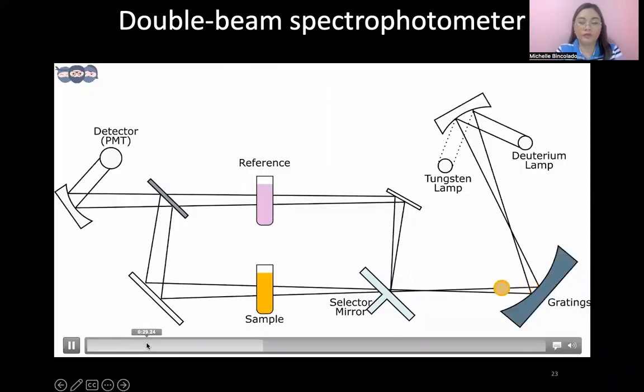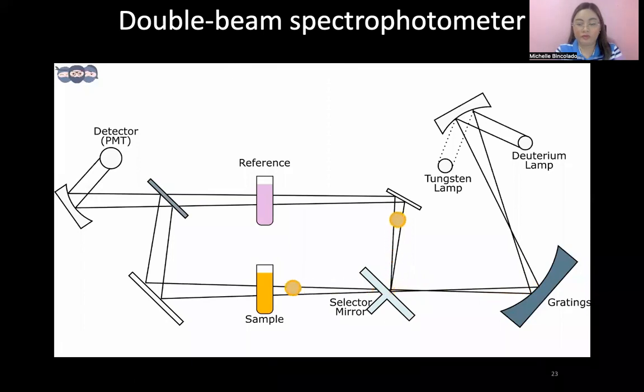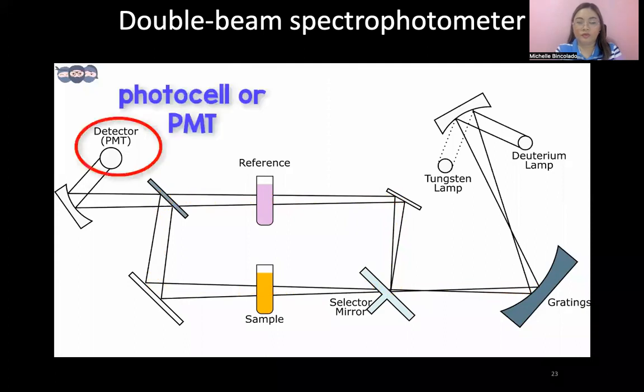The monochromatic light exiting the grating assembly is split into 2 parts using a selector mirror. The light beams travel in 2 directions and pass through the reference cuvette and sample cuvette respectively. The final component is a photocell, or it can also be a PMT.